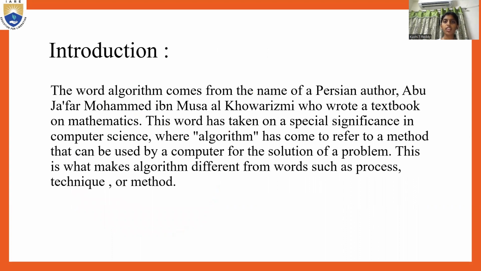So, let us know about the introduction of an algorithm. The word algorithm comes from the name of a Persian author, Abu Jafar Muhammad ibn Musa Al-Khwarizmi, who wrote a textbook on mathematics. This word has taken on a special significance in computer science, where algorithm has come to refer to a method that can be used by a computer for the solution of a problem. This is what makes algorithm different from words such as process, technique, or a method.